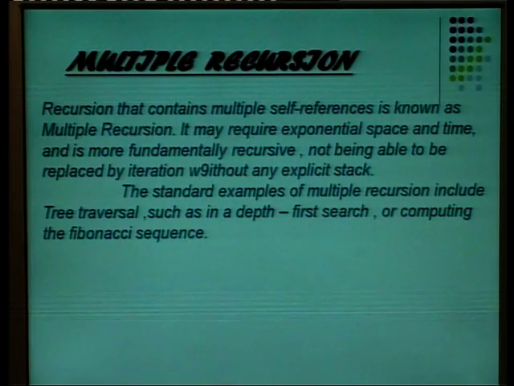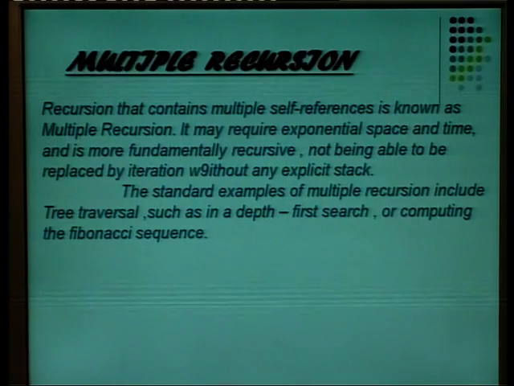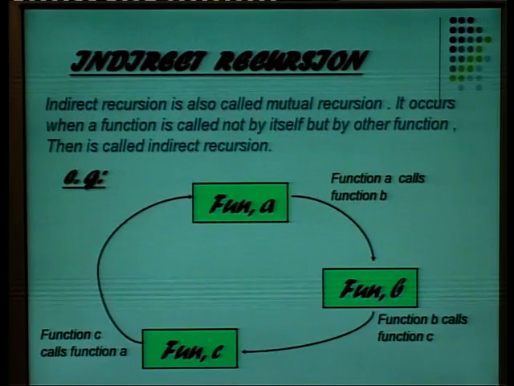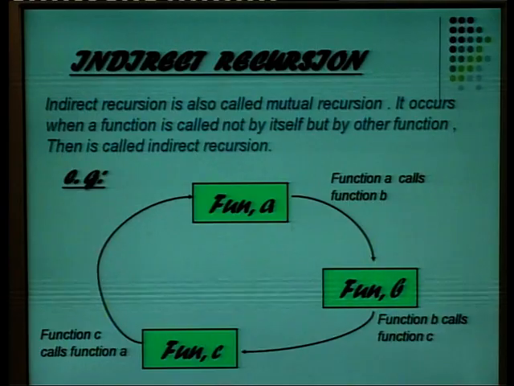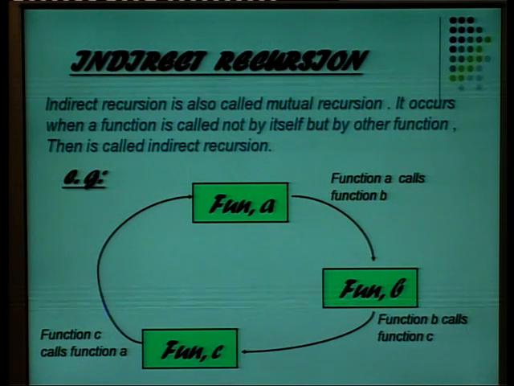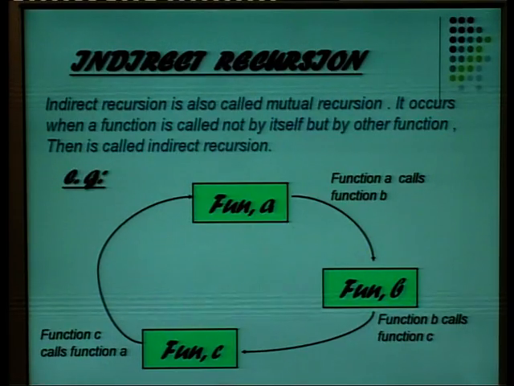There are two types of recursion. One is single recursion and the second one is multiple recursion. Indirect recursion. Indirect recursion is also called mutual recursion. It occurs when a function is called not by itself but by another function, then it is called indirect recursion. What is indirect recursion?